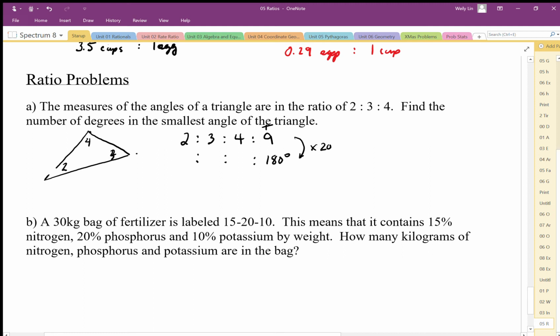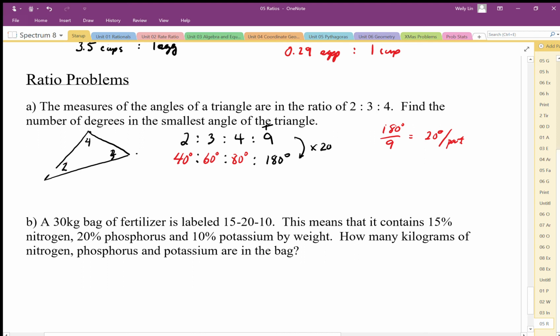I can just use that same multiplier to solve my problem. In fact, let's find the unit rate since we're doing unit rates. I'm going to do 180 degrees divided by 9 parts, which gives me 20 degrees per part. That means each part is 20 degrees, so 2 times 20 gives 40 degrees, 3 times 20 gives 60 degrees, and 4 times 20 gives 80 degrees, and this adds up to my 180 degree triangle.